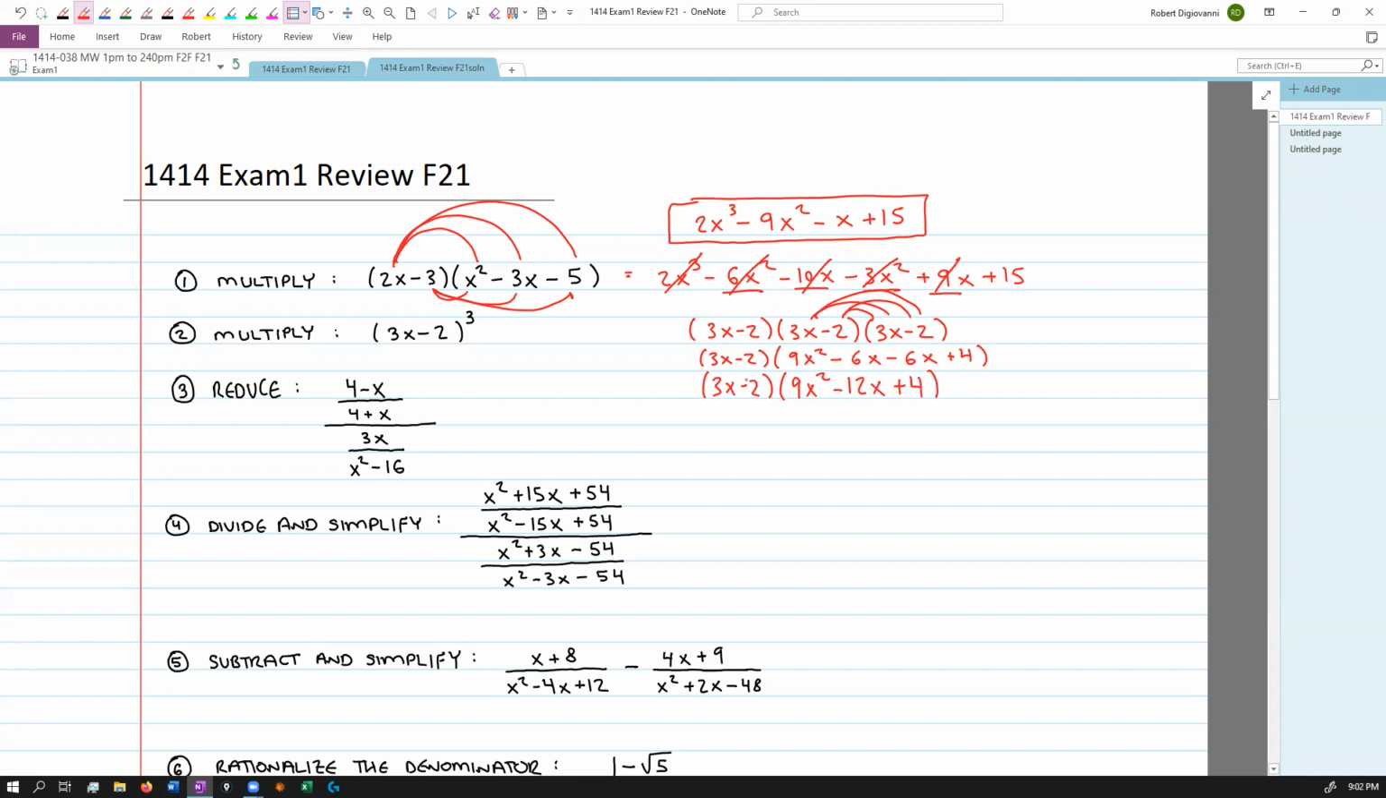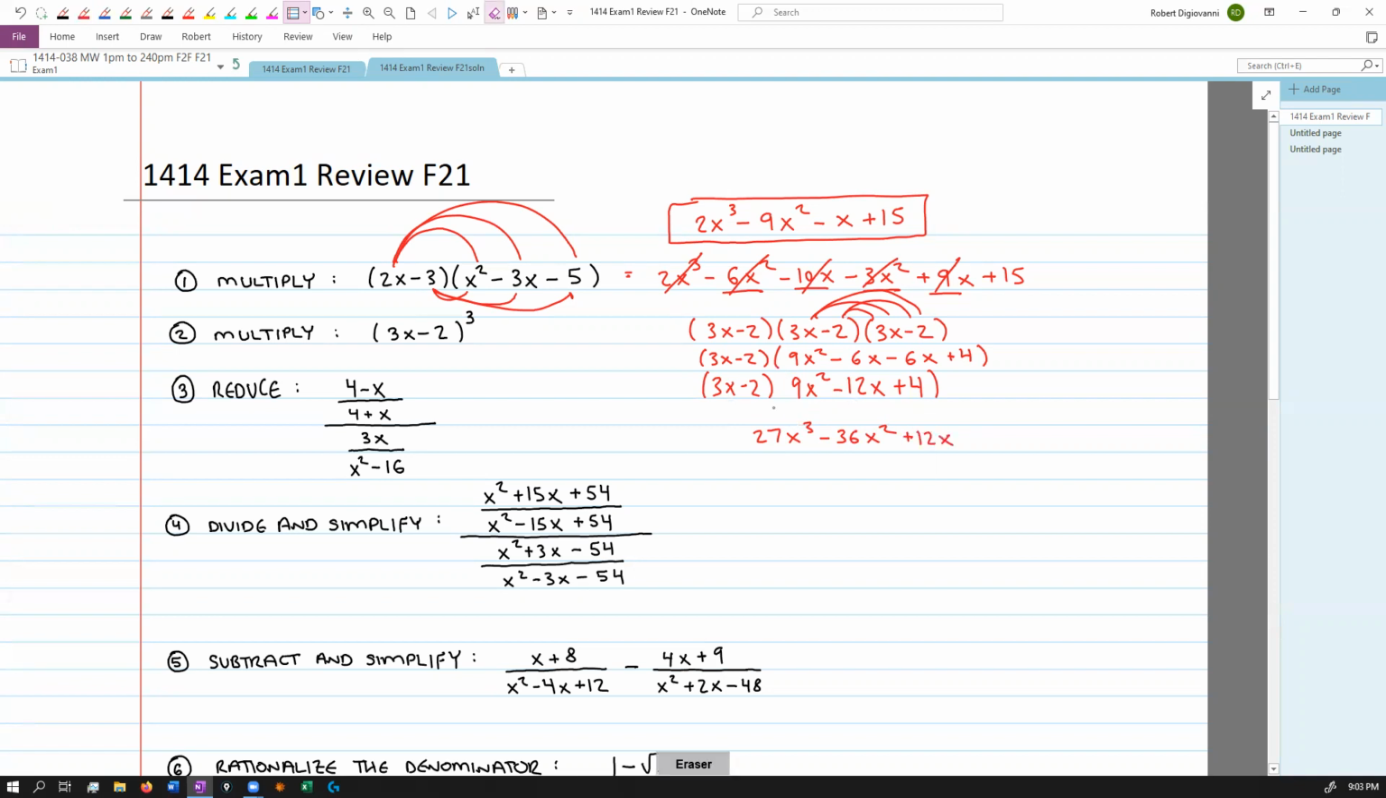And now I'm going to do the same thing I did before. I'm going to multiply the 3x through to everything. So 3x times 9x squared gives us 27x cubed. 3x times negative 12x gives me negative 36x squared. 3x times positive 4 gives us plus 12x.